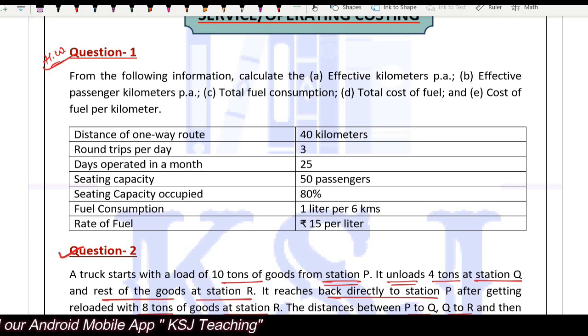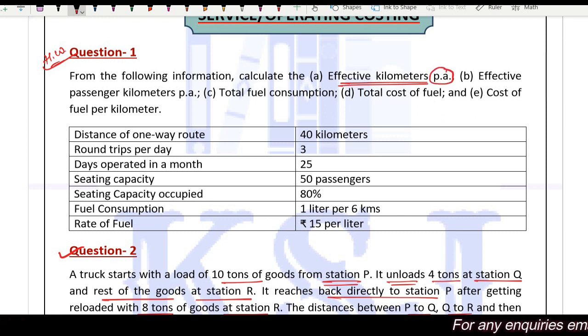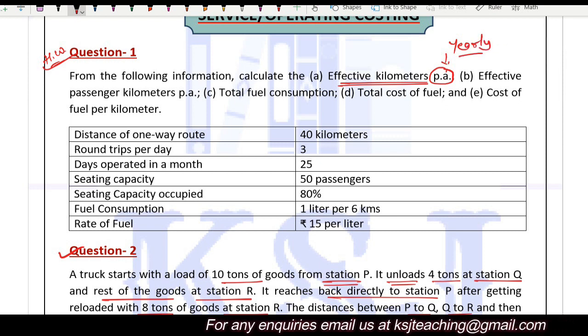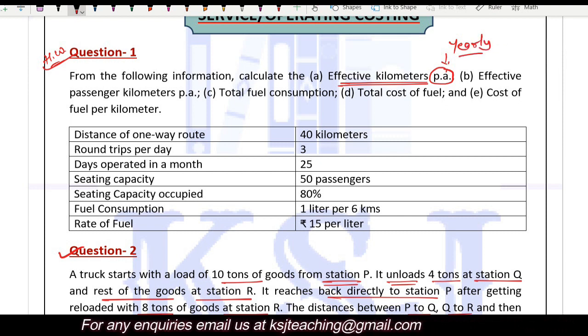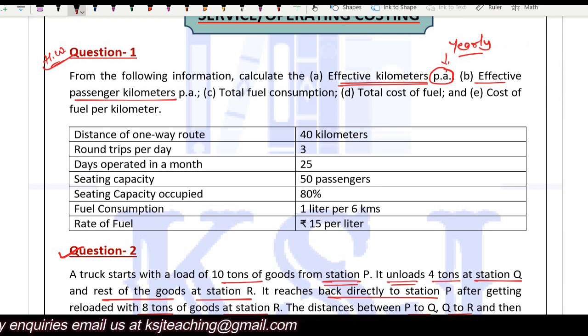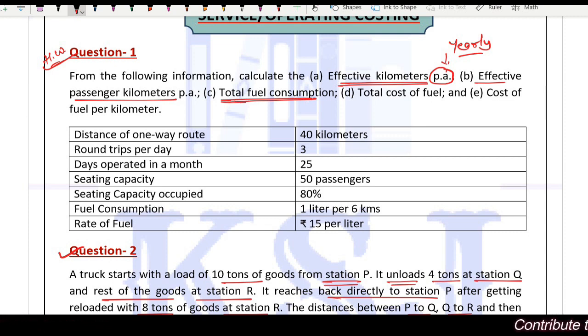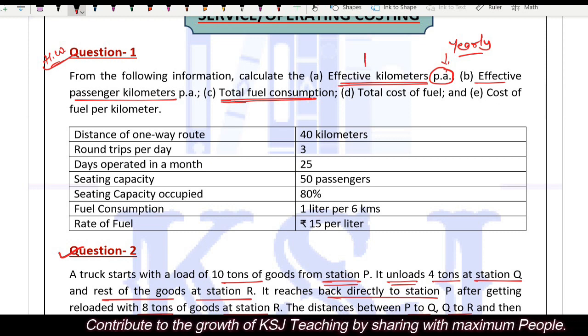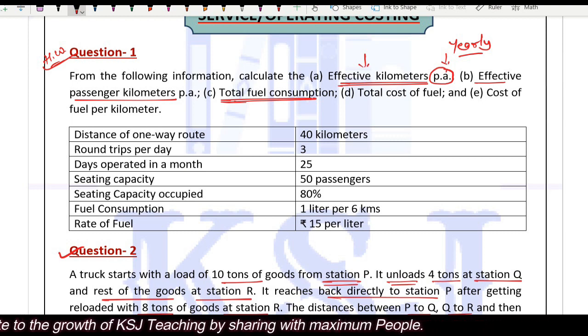Okay, coming to question number 1. From the following information, calculate effective kilometers per annum, right? Per annum, that is yearly. Period is decided yearly. Effective kilometers you have to calculate. Then you have to calculate effective passenger kilometers per annum. Then you have to calculate the total fuel consumption, how much of the fuel will be consumed. I discussed something related to fuel also in the last lecture, right? That fuel is to be calculated. Total fuel is to be calculated for effective kilometers and not for effective passenger kilometer, right?